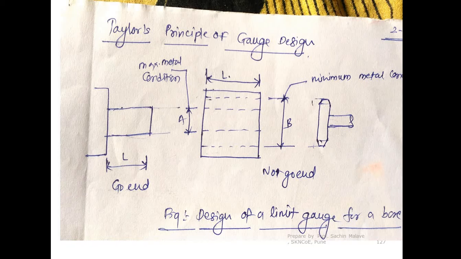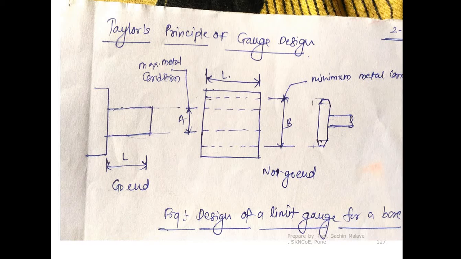In the last lecture we have seen that gauges are basically used to check the two sizes. We just discussed that every part will have two sizes. One size is considered as a minimum size, and another is going to be the maximum size. So the size of the part is going to vary between these two limits only. One is a maximum limit and another is a minimum limit.